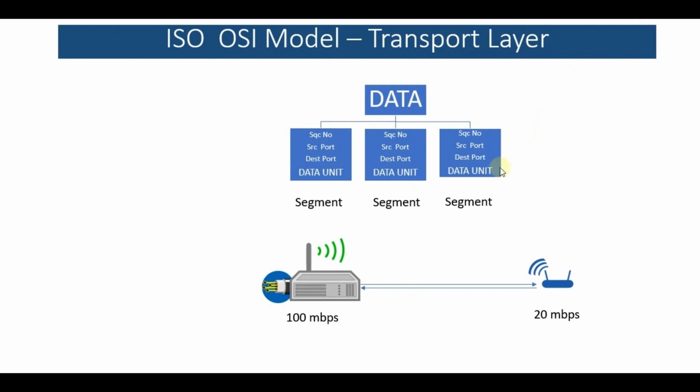Another function of the transport layer is to manage flow control. If the router is able to send at a higher speed, like 20 Mbps, and the access point is only able to receive at a lower speed, like 10 Mbps, then the transport layer controls the sending of data by the router at 10 Mbps, which is the correct speed that the access point can manage.